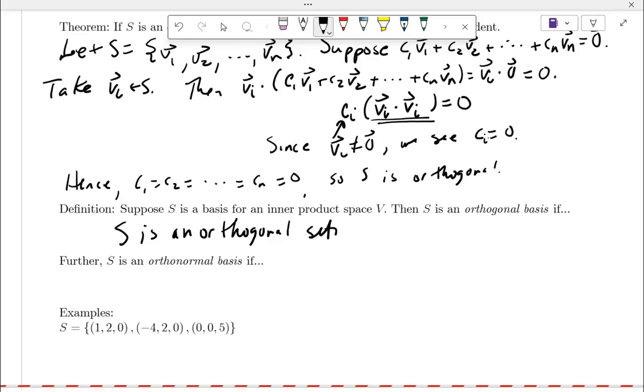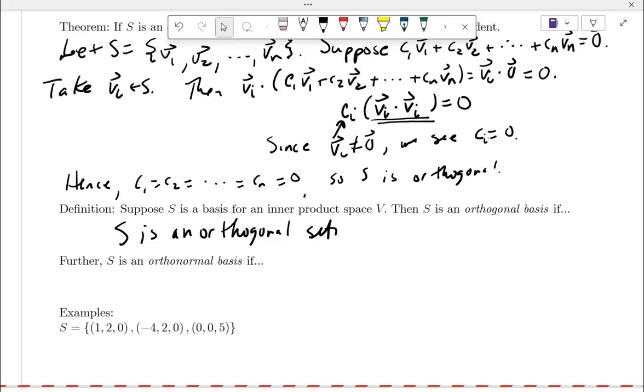So it's a basis in which every single vector is orthogonal to the rest of them in the set, much like i, j, k, right? i, j, k forms an orthogonal basis for R3. But we've also seen things that aren't orthogonal bases, right? For example, if you use (1, 0) and (1, 1) in R2, that forms a basis for R2, but it's not orthogonal because (1, 0) and (1, 1) are not orthogonal to each other.